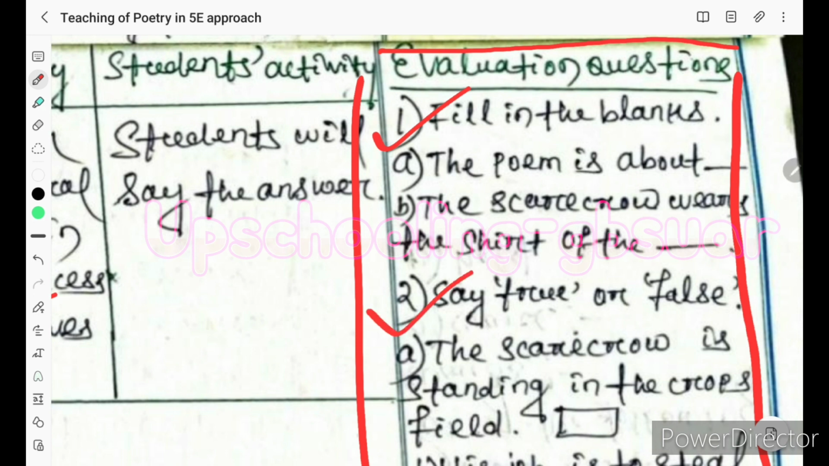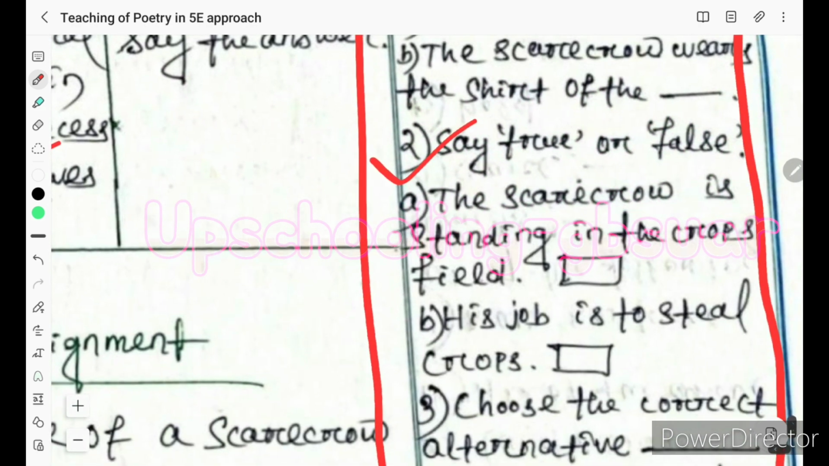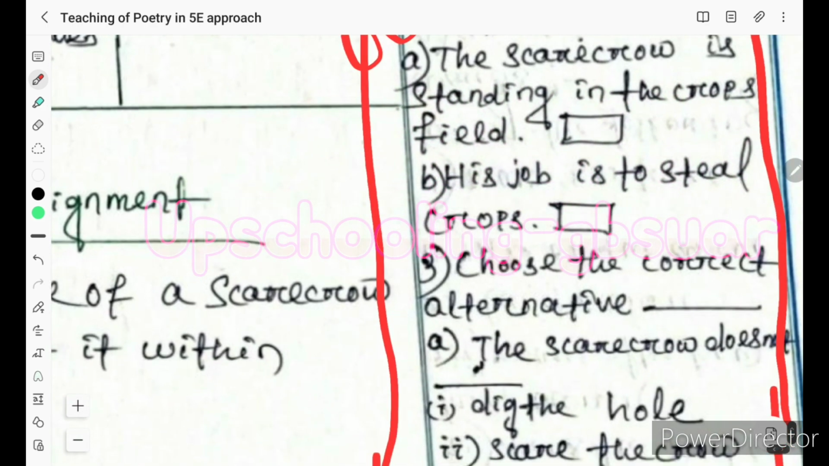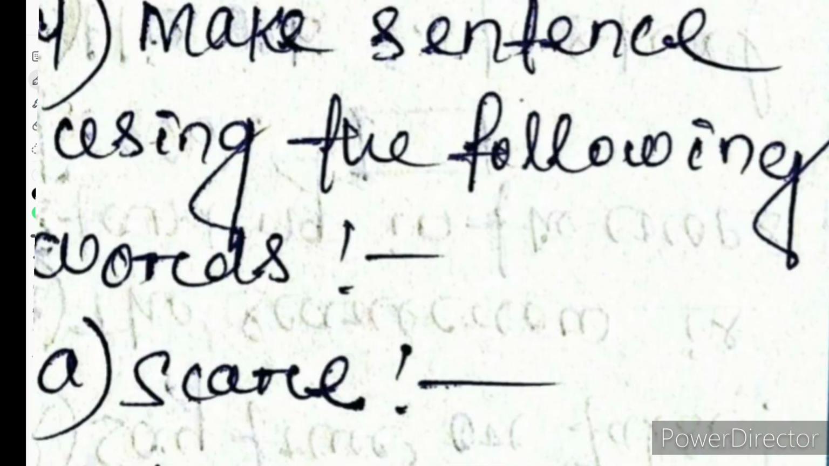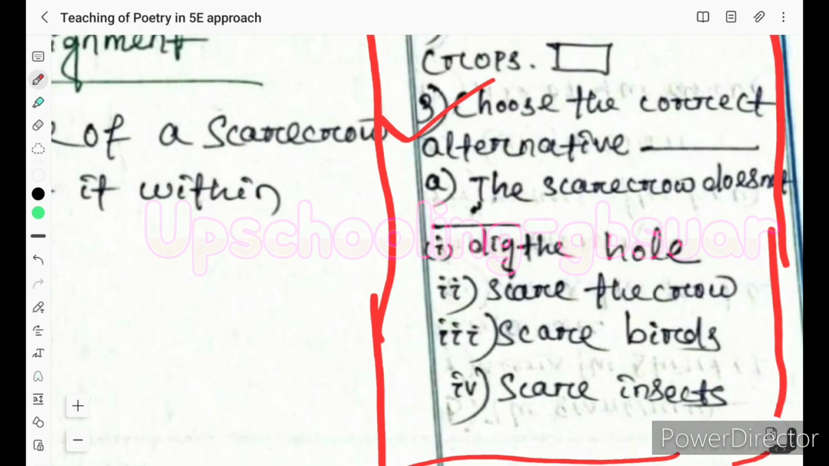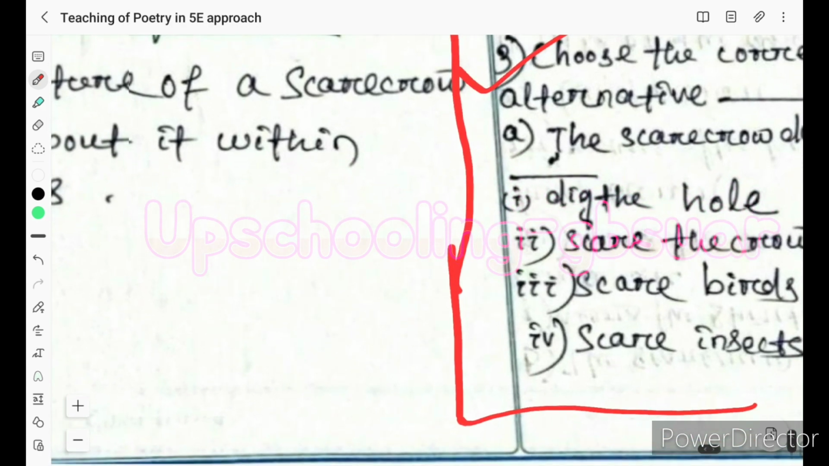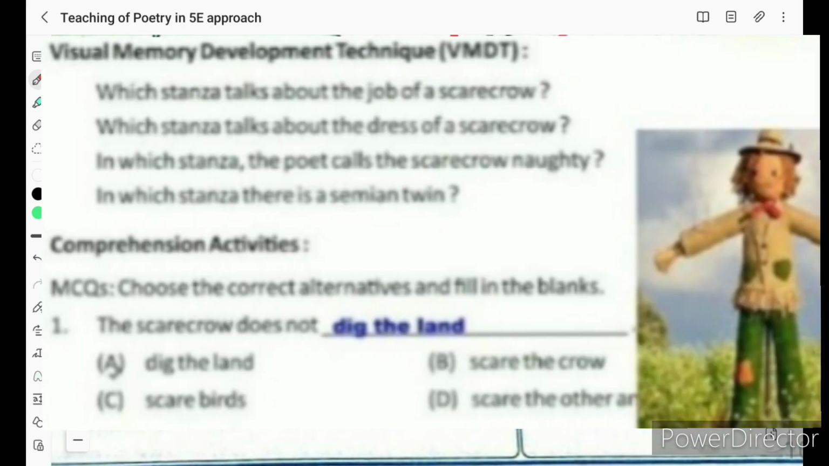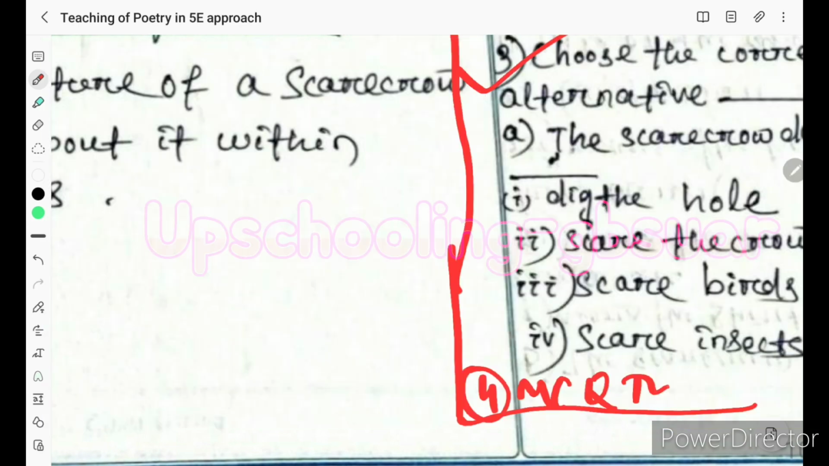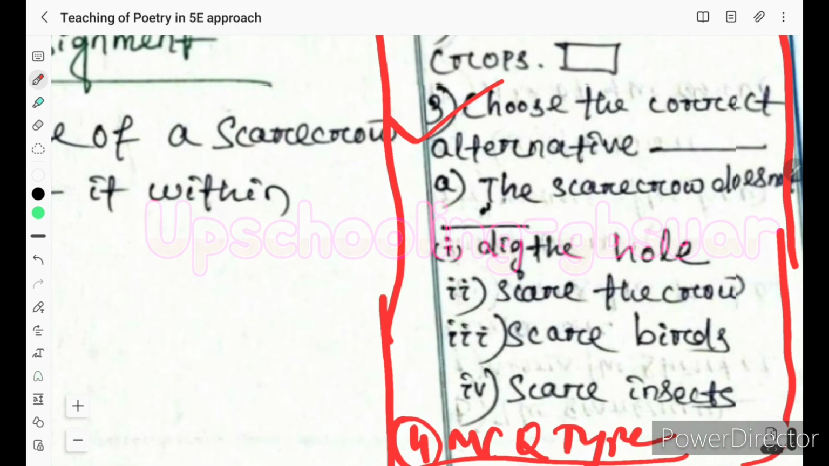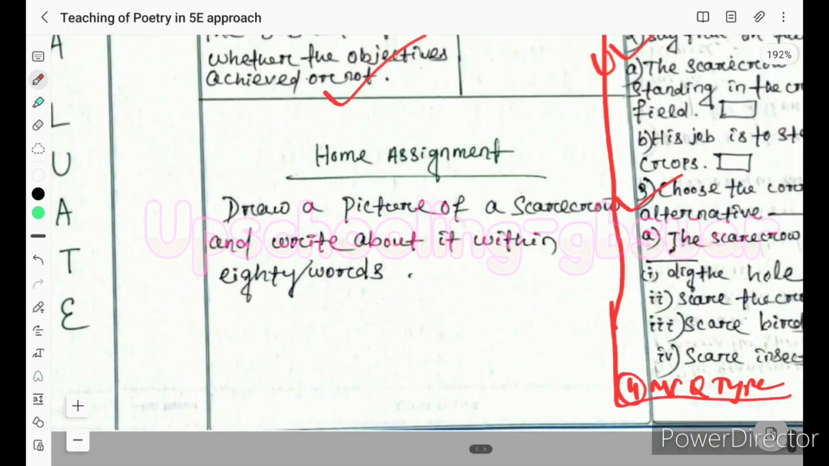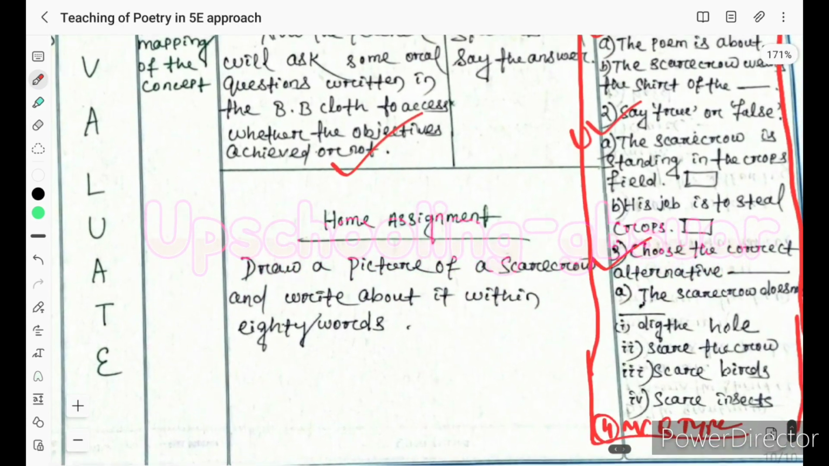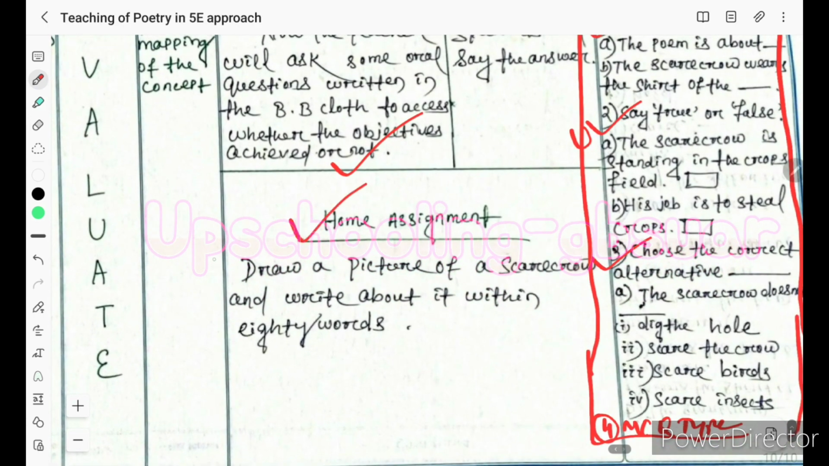My second question deals with true or false. It is for ensuring their understanding development. My third question deals with the application domain, meaning the students will construct sentences using the words. And my last question deals with the skill domain. I have taken MCQ type for developing their skill. You may take other types of questions that deal with the 4 domains suitable to your topic. At last, the teacher will give a home assignment or homework to the students.